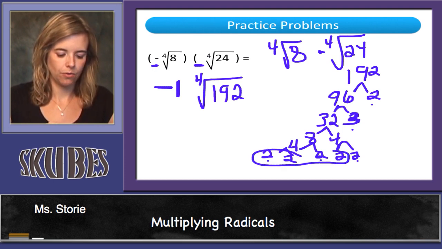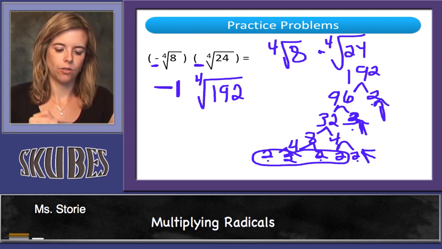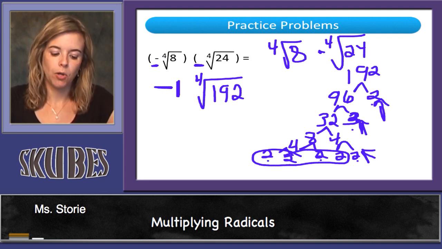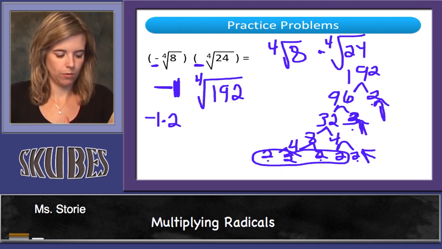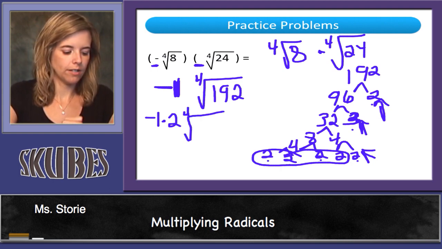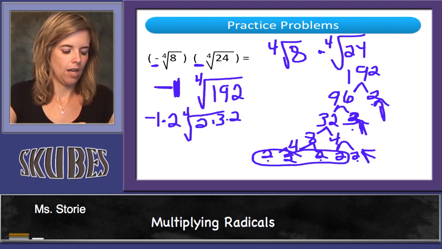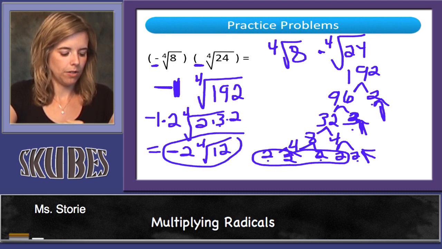So I have 1, 2, 3, 4, and then the other ones, this 2, this 3, and this 2, can't make up a grouping of 4. There's only 2 2s and 1 3. So we're only going to pull out one group of 2s. So that means we're going to take our -1 that we have out here and multiply it by 2, because that's our group of 4 2s that we took out. And we still have the index of 4, and now our leftovers, which is 2 times 3 times 2. So let's go ahead and simplify it, and you're going to get a -2 to the 4th root. 2 times 3 is 6, 6 times 2 is 12. And that would be your final answer.